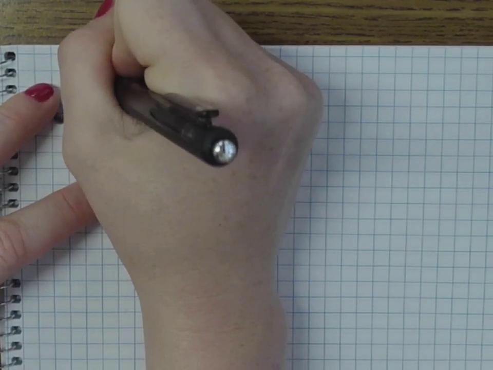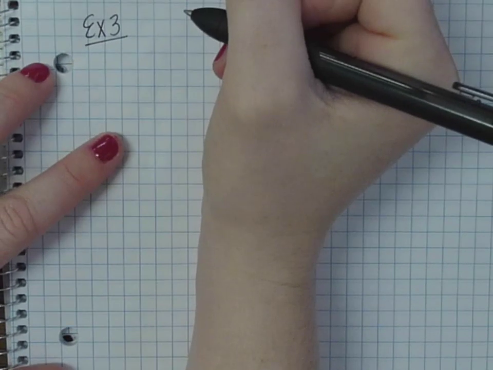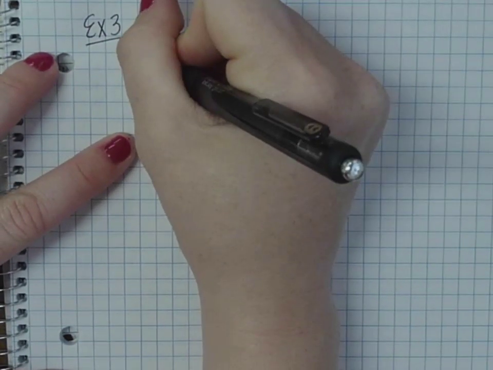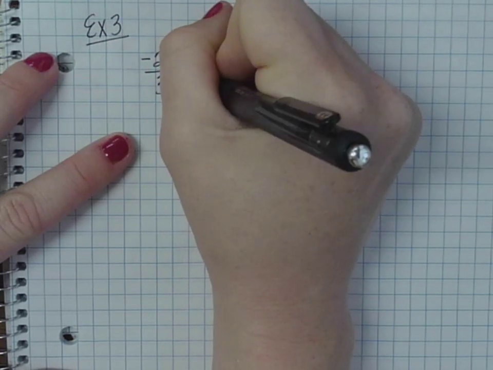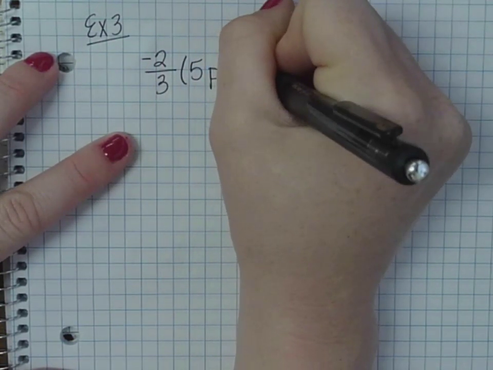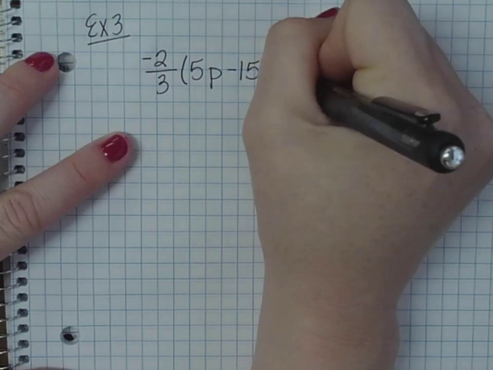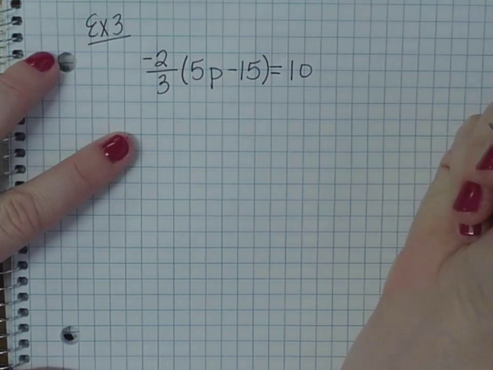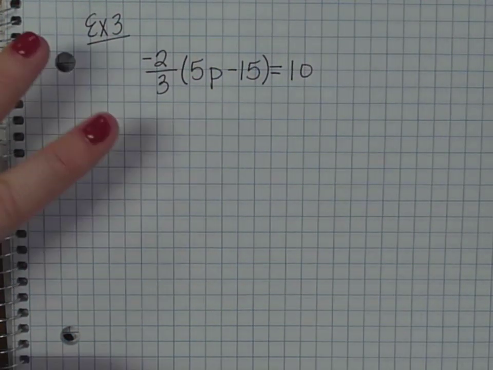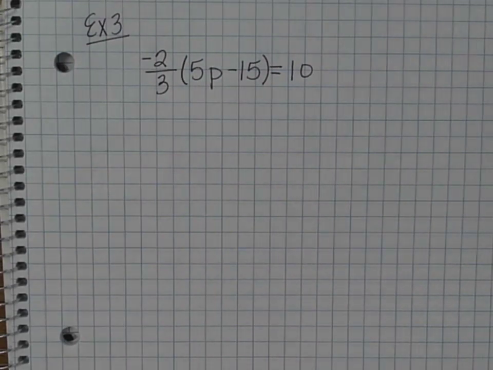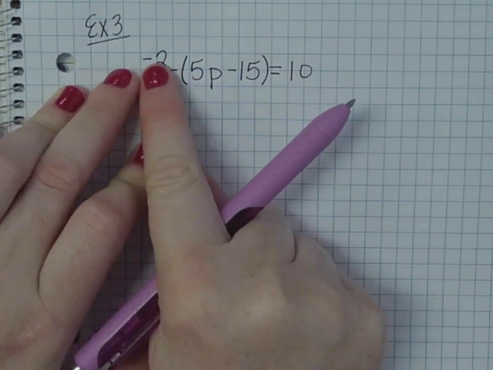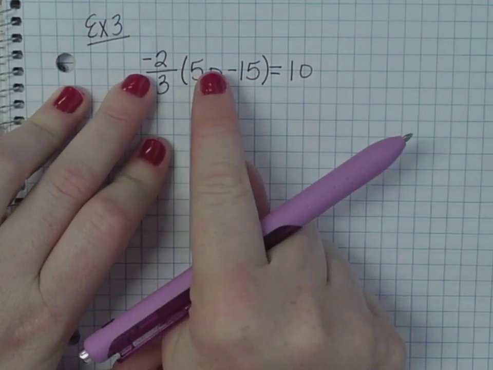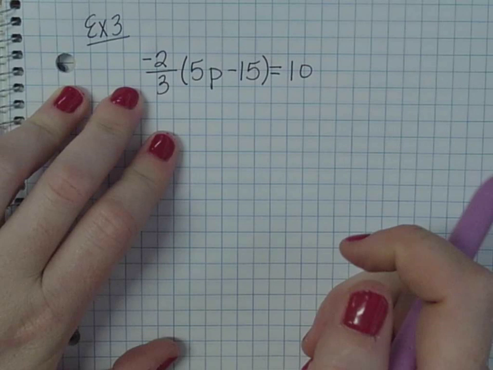Okay. Example 3. So we have -2 thirds (5p minus 15) equals 10. Now this is why I use the brackets. So if you notice, it's -2 thirds parentheses 5p minus 15 equals 10.